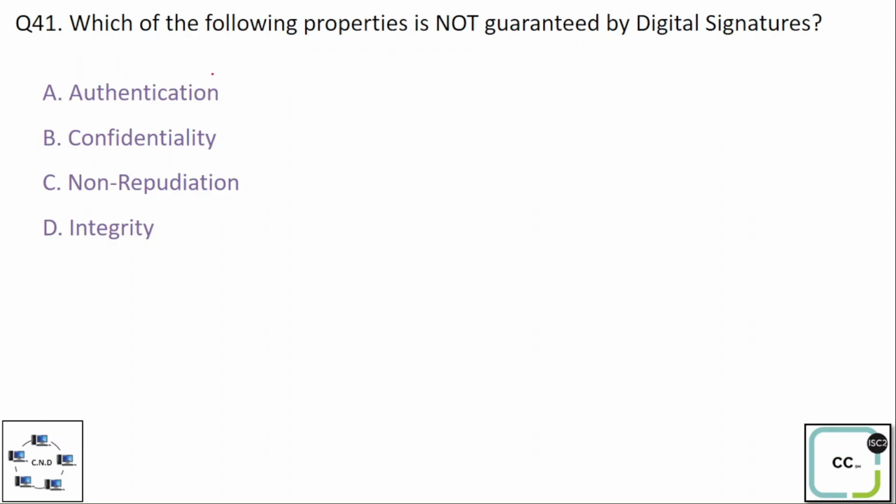Question number 41. Which of the following properties is not guaranteed by digital signatures? Option A, authentication. Option B, confidentiality. Option C, non-repudiation. And option D, integrity. And the correct option is option B, confidentiality. So digital signatures can provide us with authentication, non-repudiation, and integrity, but not confidentiality.